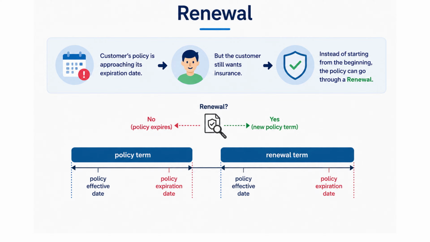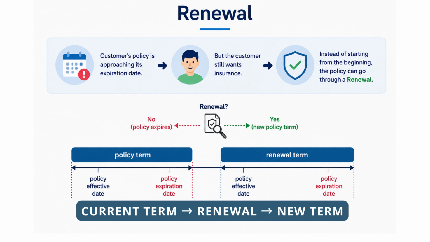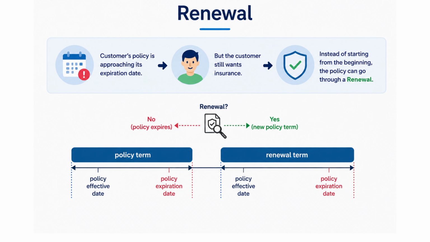Look at the diagram. We have the original policy term here. Then we reach the expiration date. And if the policy is renewed, we move into the renewal term. So think of renewal as like this: current term, then renewal and new term. But what if the policy isn't renewed? Then the policy simply reaches its expiration date and ends. That's the basic idea behind renewal.